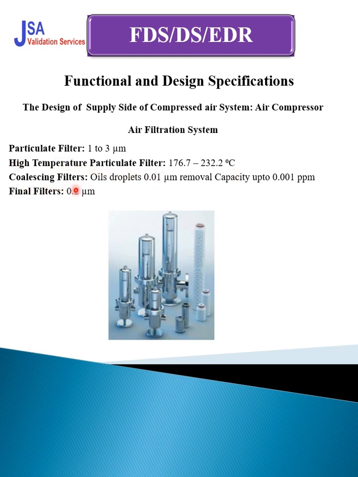Okay, coalescence filter: for oil droplets, it has a 0.01 micron removal capacity. Up to 0.001 ppm can be removed from the stream. Then the final filtration is 0.2 micron. So these are the filters that we can use in the compressed air system.